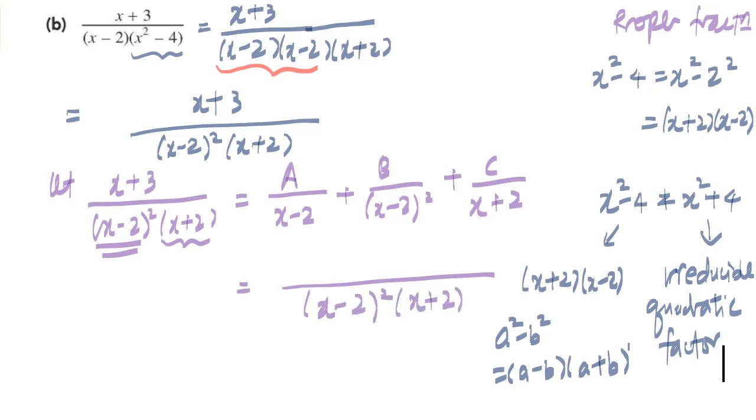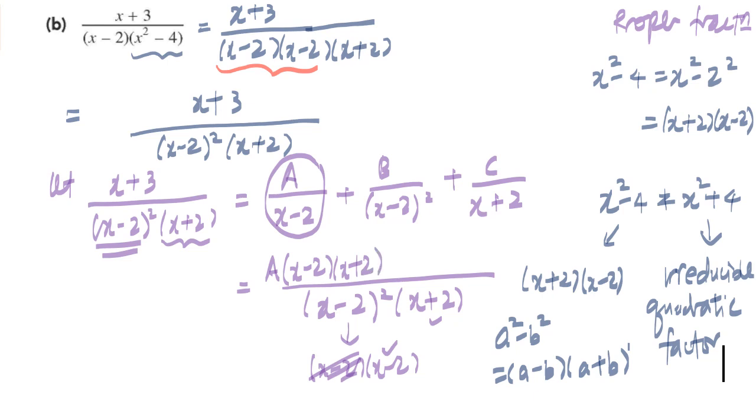So you can use the cover-up method that we learned just now. If you look at your first partial fraction, you cover up x minus 2. Now you have x minus 2 squared, meaning you have x minus 2 and another x minus 2, right? So if you cover up one of them, you're only left with one x minus 2 and also the other linear factor x plus 2. So hence for your constant A, you need to multiply by x minus 2, also x plus 2. Okay, I'm going to erase all this because I don't think I have space.